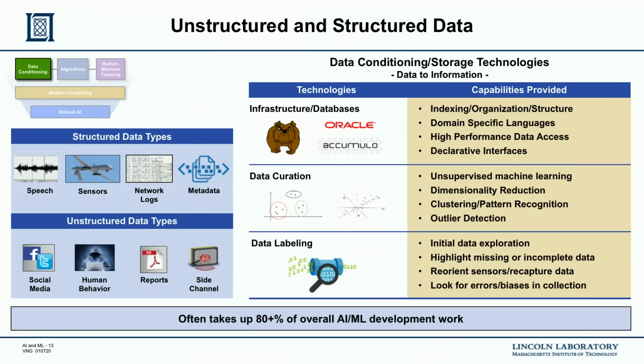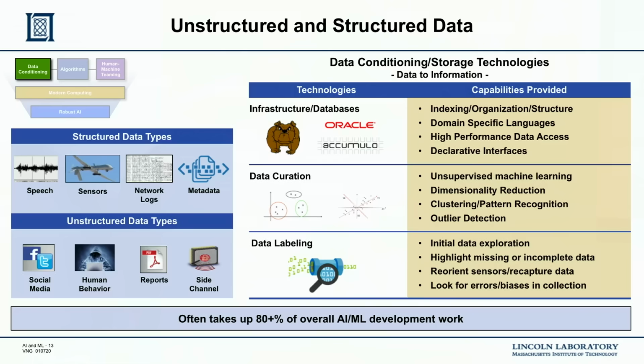And the final thing, especially within the context of supervised machine learning, but even in the world of unsupervised learning, would be spending some time on data labeling, right? So this is taking data that you've received, typically doing an initial data exploration. It could be as simple as opening it up in Excel to see what the different columns and rows look like, if that's a suitable place to open it up. You might look for and highlight missing or incomplete data just from your initial data exploration. You might be able to go back to the data provider or to the sensor and say, can you reorient the sensors or recapture the data?